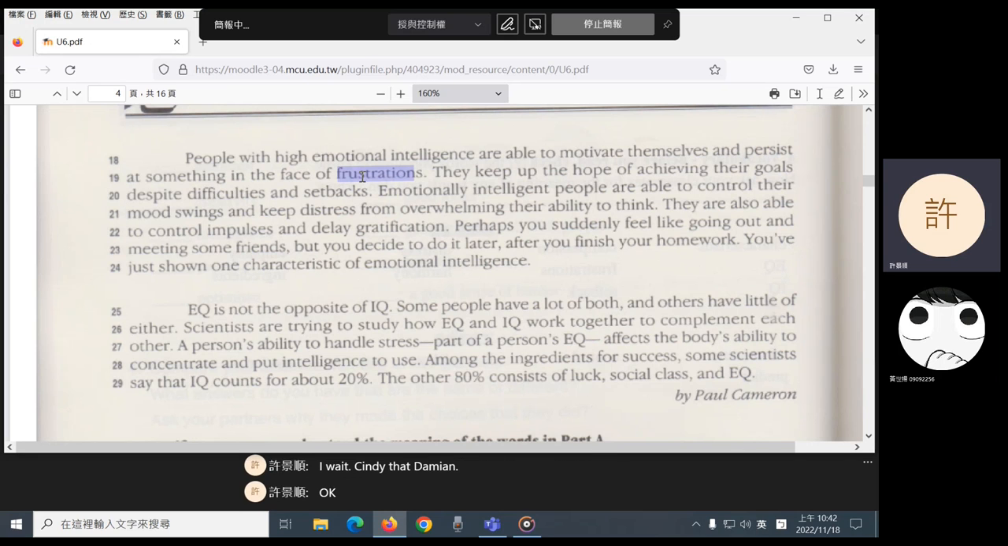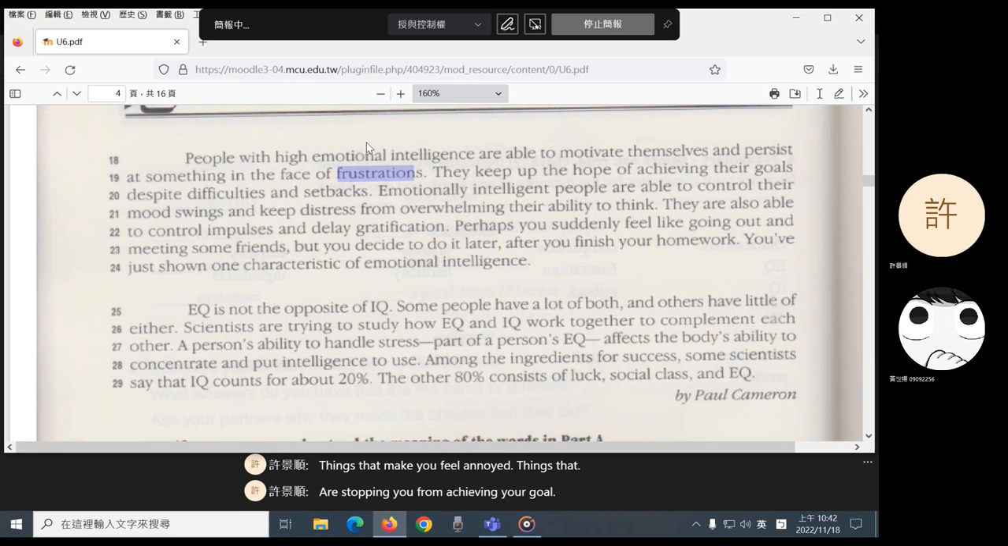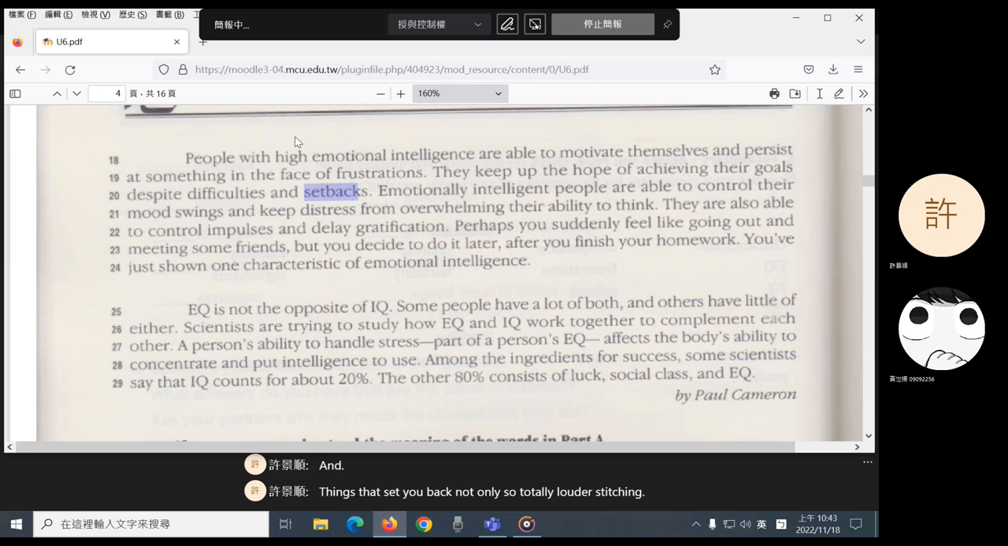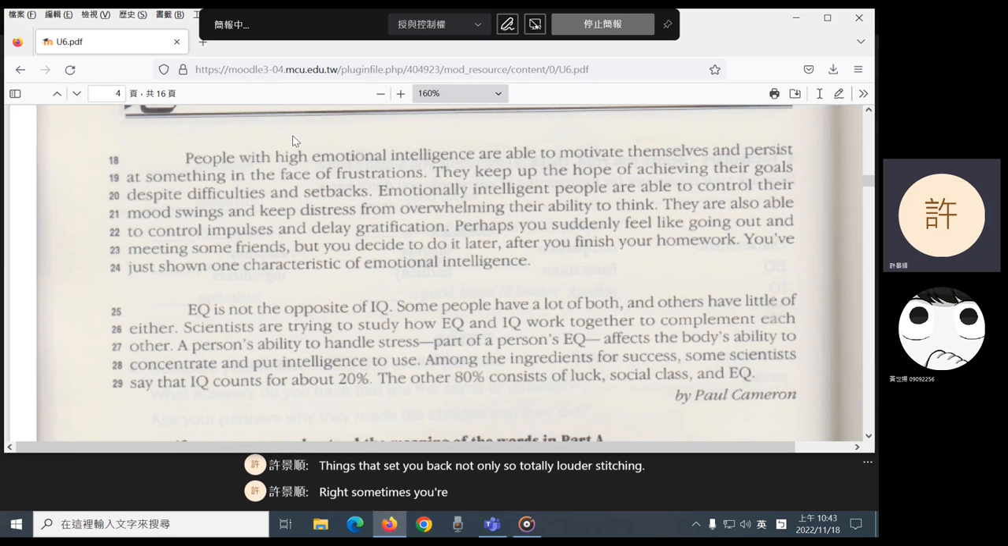Okay, so frustrations, things that make you feel annoyed, things that are stopping you from achieving your goal. I guess in Chinese we would call this 绊脚石. Difficulties, things that make your work harder. Setbacks, things that set you back, 让你走倒退路的事情. Sometimes you're working on a project and part of your project goes wrong and you have to go back a few steps and try again. That is a setback.